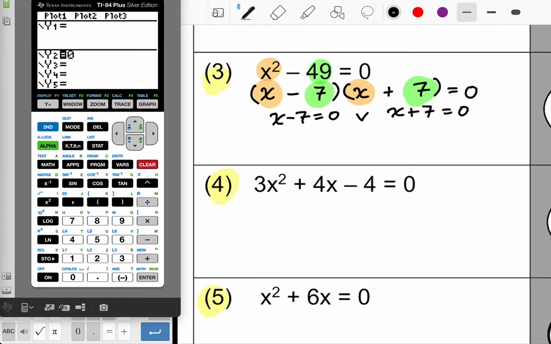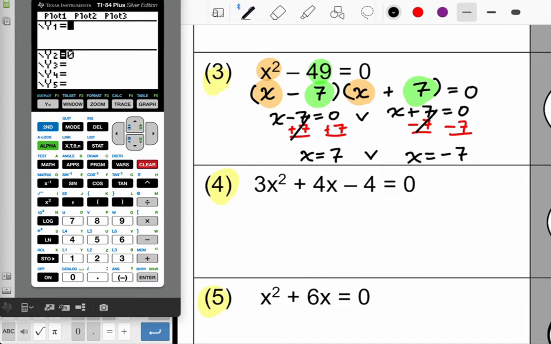So add 7 to both sides. If you want to skip this step, that's fine. I mean, save yourself a little bit of energy. You would get x is equal to 7 or x is equal to negative 7. So that would be one type of problem. That's the difference of perfect squares.